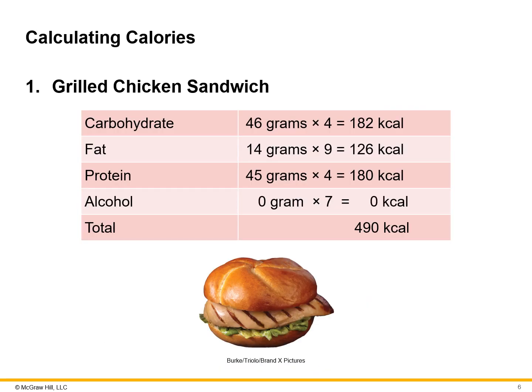Right, again, just another example here from our grilled chicken. We have 46 grams of carbs, so we multiply that by 4. 14 grams of fat, multiply that by 9. 45 grams of protein, multiply that by 4. No alcohol on our grilled chicken. So it gives us a total of 490 kilocalories.